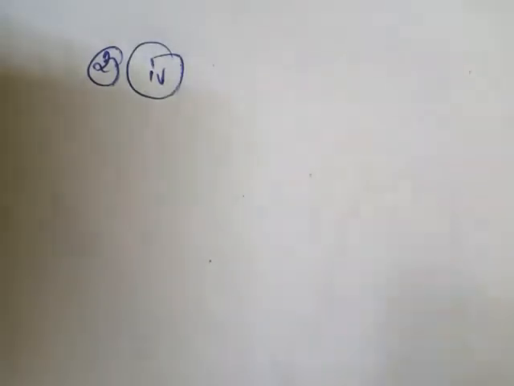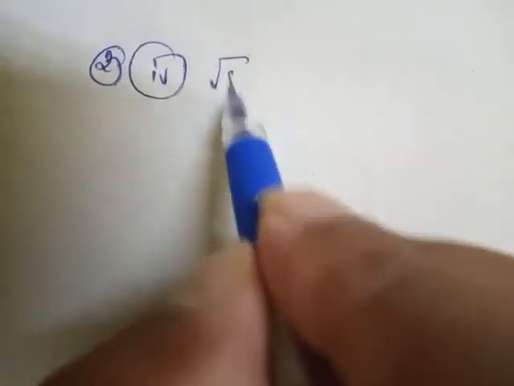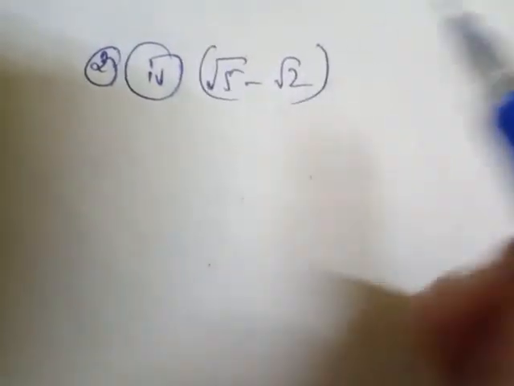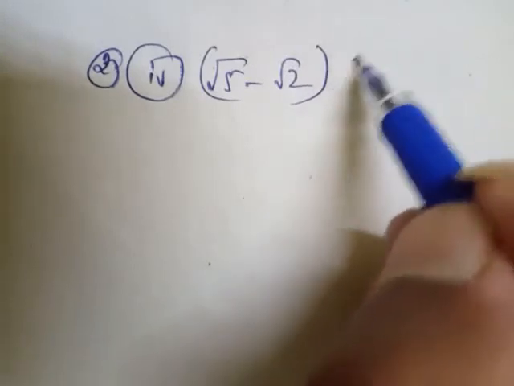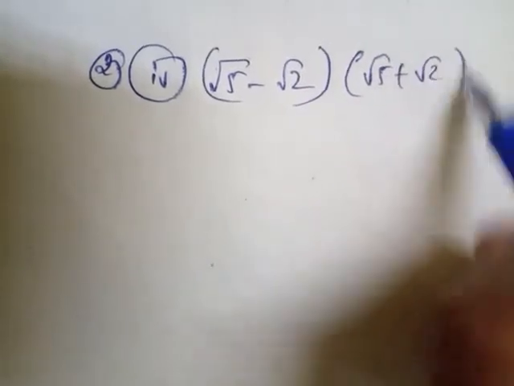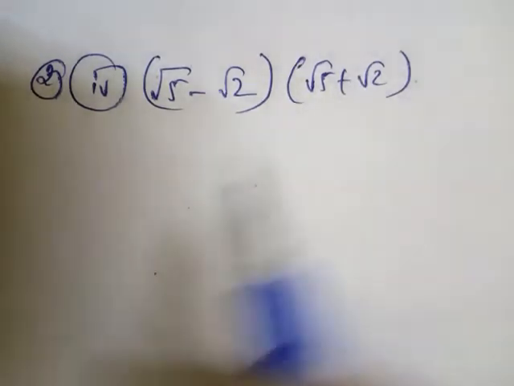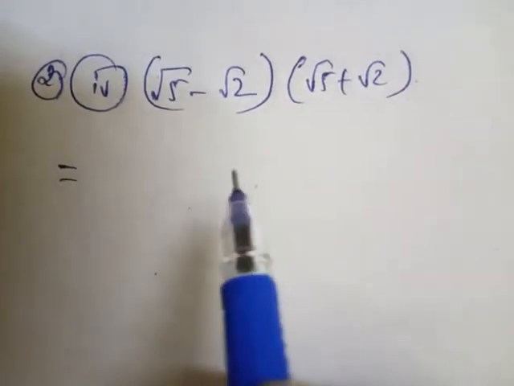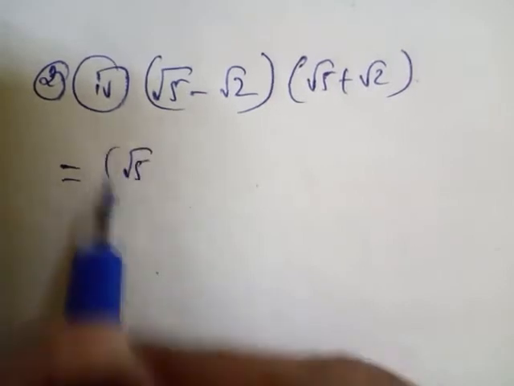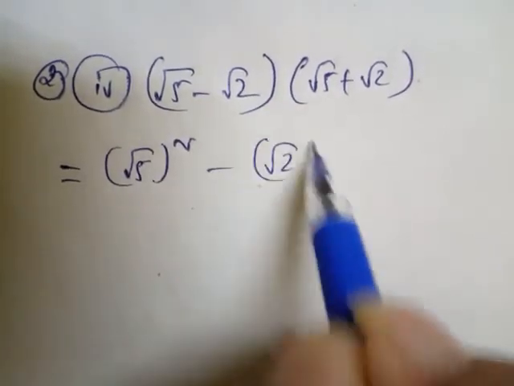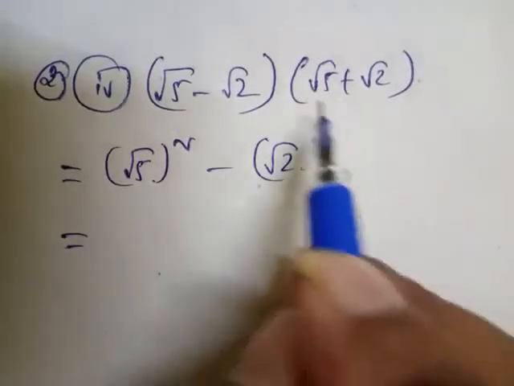Now student, the next question is 2 Roman 4. Right here, look, 2 Roman 4. The question is (root 5 minus root 2) and (root 5 plus root 2). Look here students, a plus b, a minus b. So we're going to apply the a square minus b square formula. So a square minus b square, which means a plus b, a minus b.